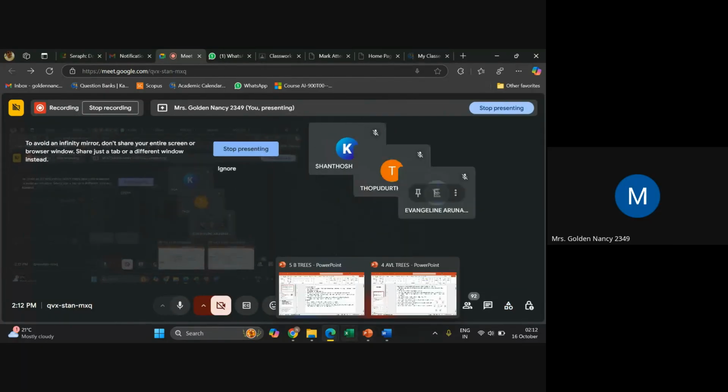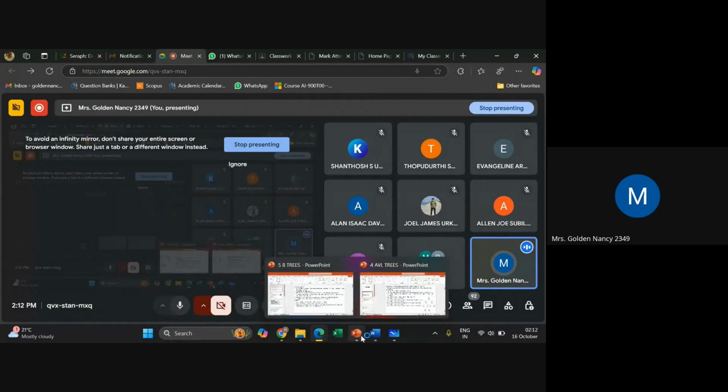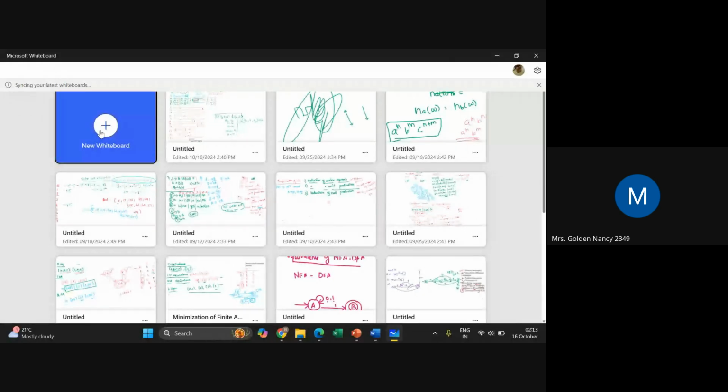Yes, so today's class is about AVL trees. An AVL tree is a binary search tree. A binary search tree should have at most two children, and I hope you remember the concept of a binary search tree. It must have at most two children, and your left subtree should always be lesser than the right subtree.